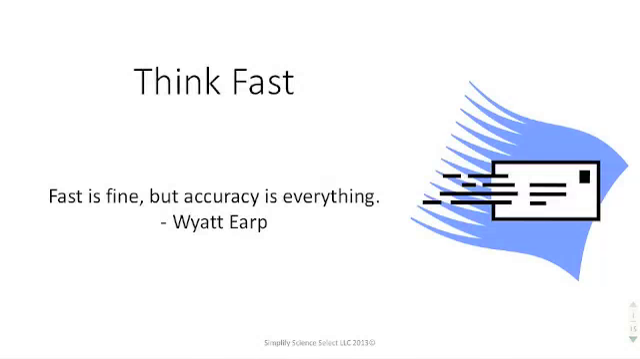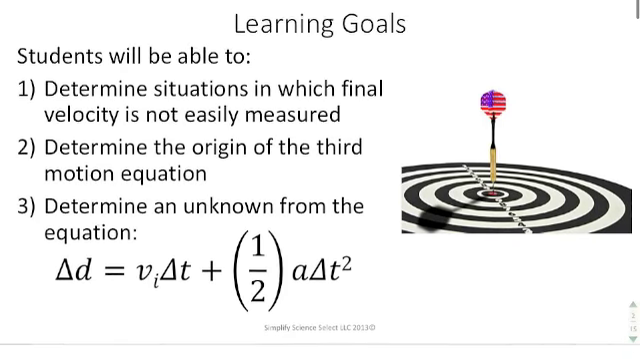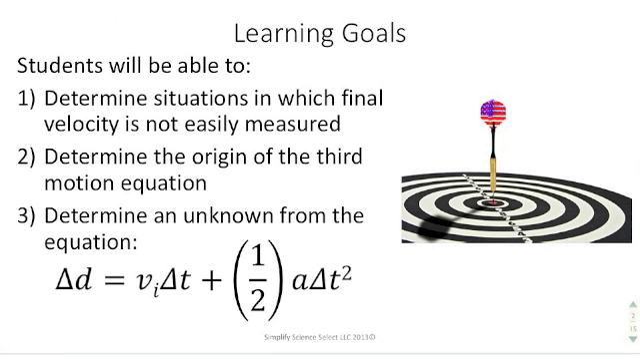This lecture is entitled Think Fast, and it's designed to introduce you to the next kinematics motion equation, the third one. "Fast is fine, but accuracy is everything," from Wyatt Earp. So the learning goals for this lecture are that students will be able to determine the situations in which final velocity cannot easily be measured. There's quite a few. And determine the origin of the third motion equation.